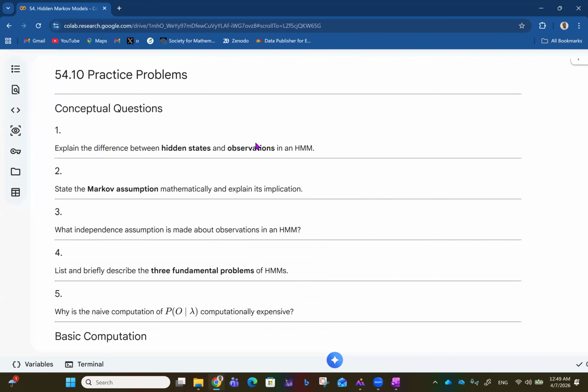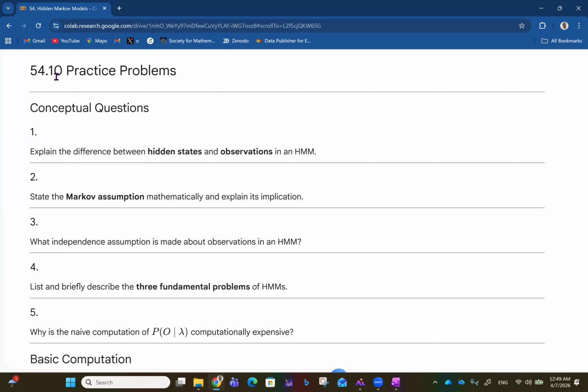Explain the difference between hidden states and observations in an HMM. Like we've said that already. Observations are like you're sitting, you're walking, and all that, but then hidden states are like maybe it's raining or it's sunny. State the Markov assumption mathematically and explain its implication. Well, the Markov assumption simply says that the next state is only determined by the current state, and the states before the current state do not really count in determining the state after now. What independence assumption is made about observations in an HMM? List and briefly describe the three fundamental problems of HMMs. We have all that listed. Why is the naive computation of the probability of observation given lambda computationally expensive?